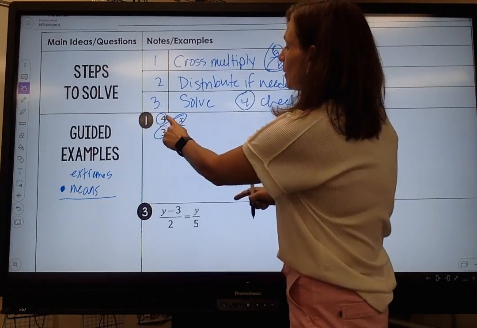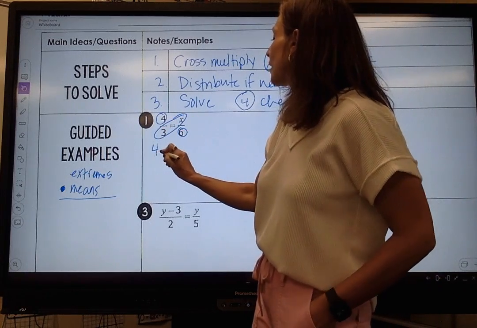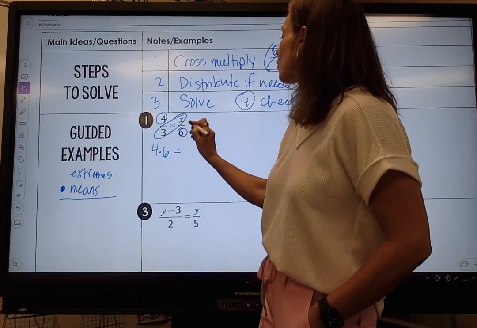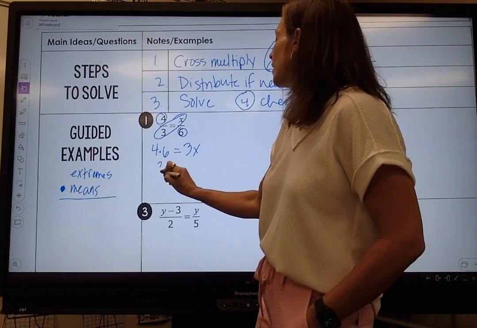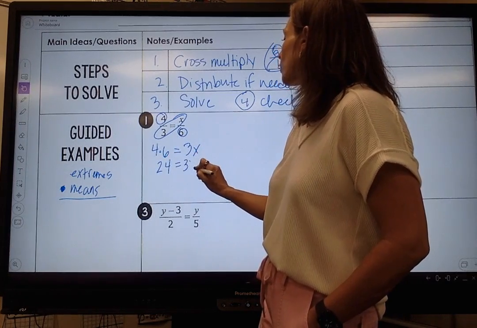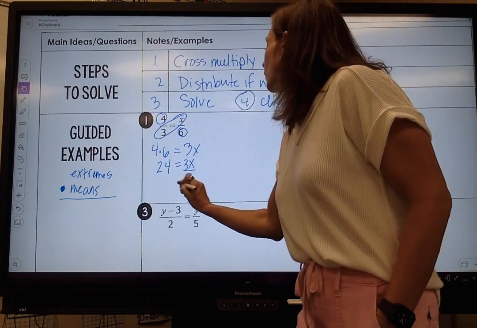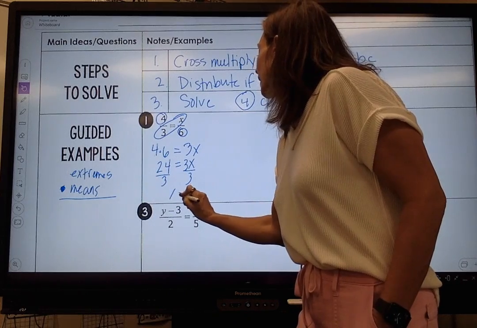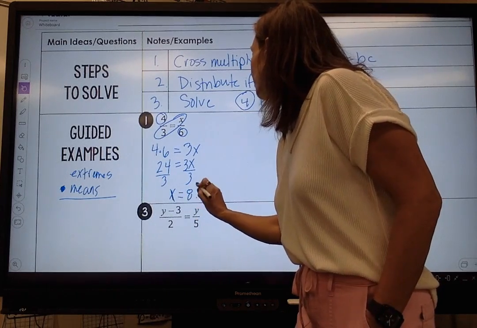So my extremes are going to be 4 times 6 equals 3 times x, which is 3x. So I get 24 equals 3x, divide both sides by 3, and I get x equals 8.